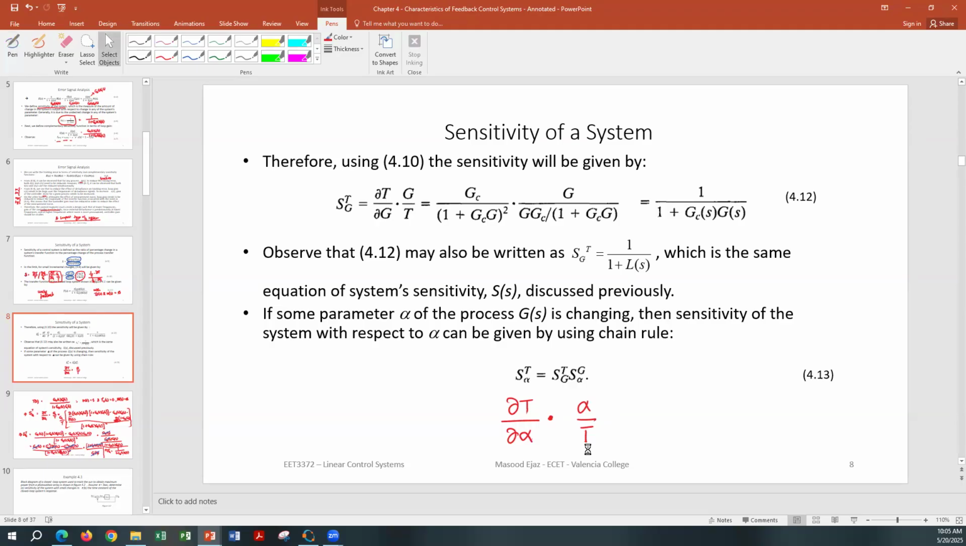If a system is too sensitive to changes of a parameter, then you have to be careful when you're designing it. Our goal is that the system should not be very sensitive. The transfer function should not be very sensitive to a specific parameter of the process.